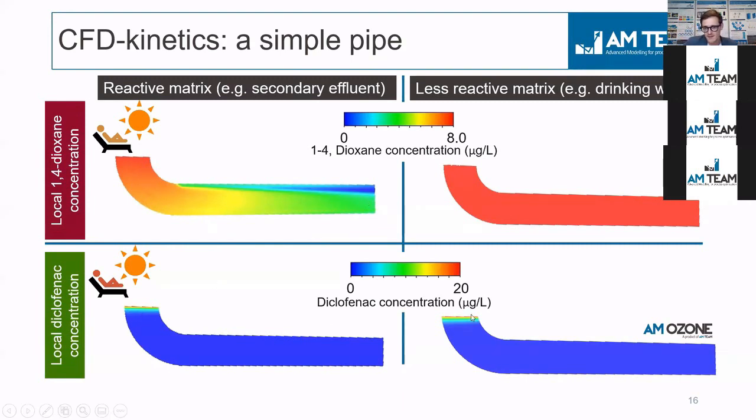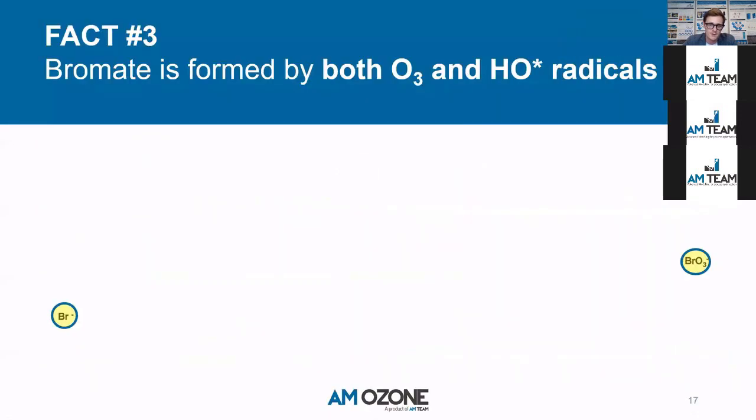For diclofenac, it doesn't matter. It is 100% removed after a few milliseconds to a few seconds. And this is what you clearly see here. Red is 100%, and it's already dark blue, even at the start of the pipe, while in drinking water, it's much more difficult. So it's very matrix dependent. But we are just visualizing here, if you have a pipe of, let's say, 1 meter of length, this is the consequence for your removal of target pollutants.